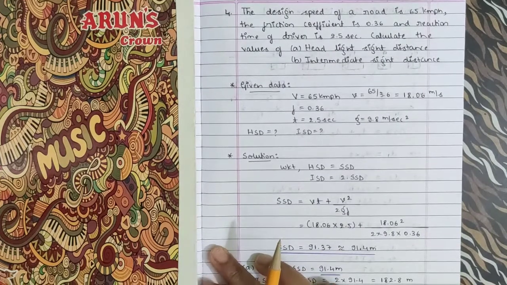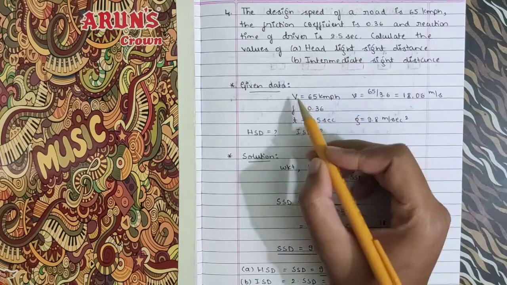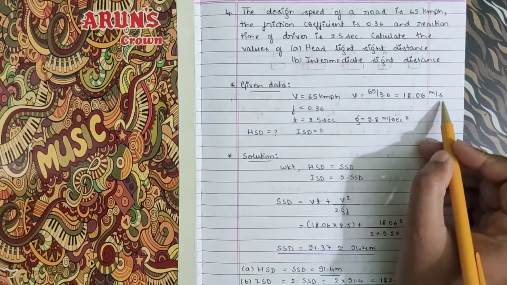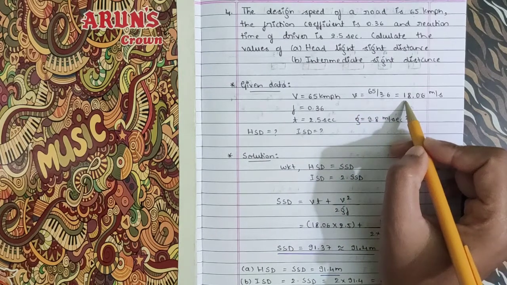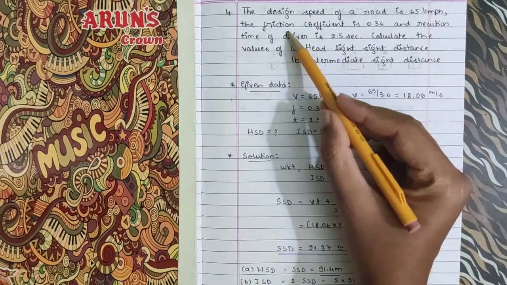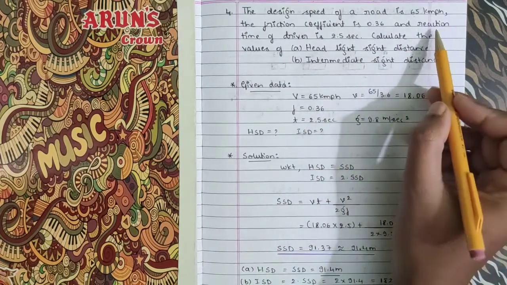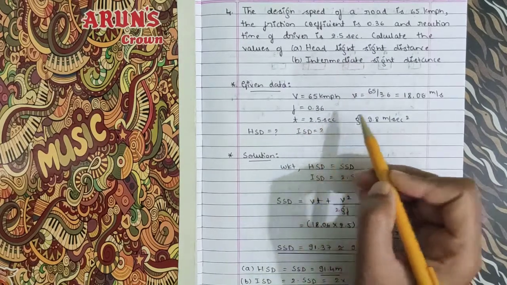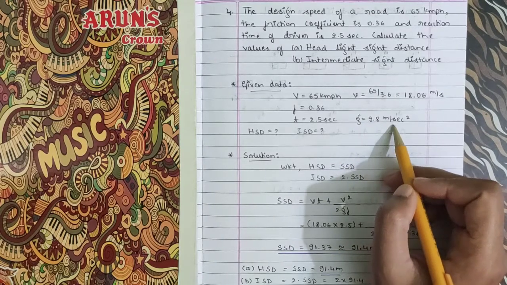Now we shall write down the given data. The design speed of the road is given as 65 kmph. So capital V is 65 kmph. Then you will convert it into meter per second by dividing the given value by 3.6. Then small v becomes 18.06 meter per second. And they have given the friction coefficient value, that is 0.36. f is 0.36. Then the reaction time of the driver is 2.5 seconds, T is equal to 2.5 seconds. G, the acceleration due to gravity, as you know, is 9.8 meter per second square.